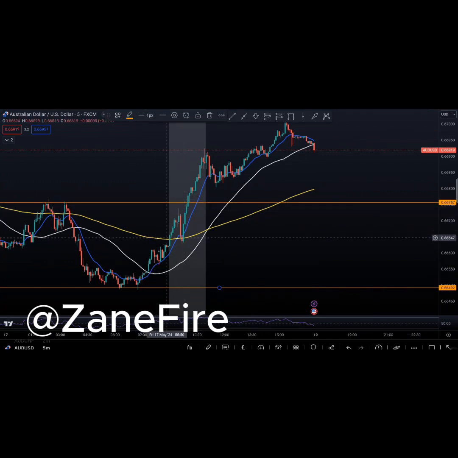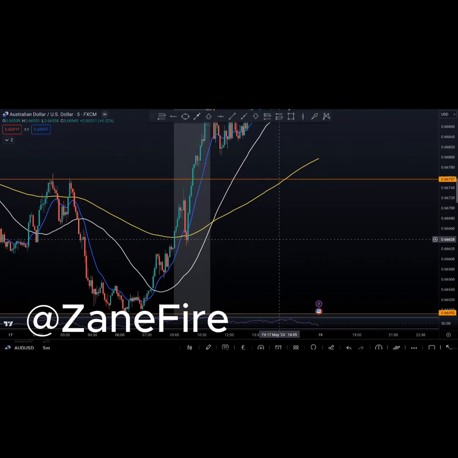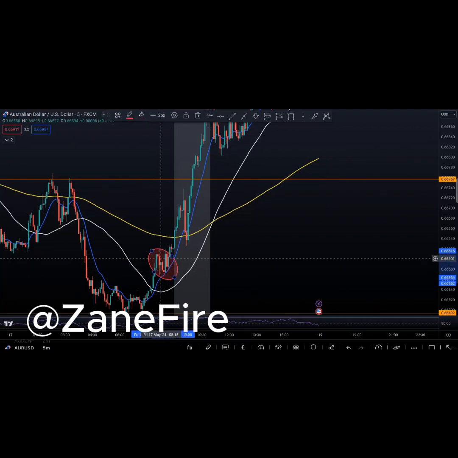We have a very nice buy trade here. Now, let me break this down for you piece by piece. This little area right here is a consolidation zone. Price was just stuck in this area, moving back and forth, back and forth. It's in consolidation. Then these 2 candles broke out of that consolidation.